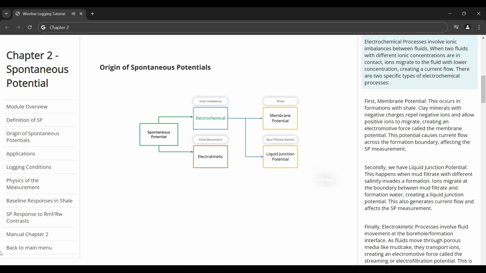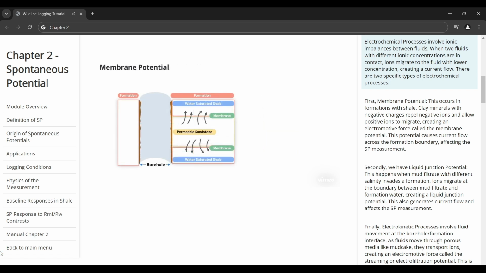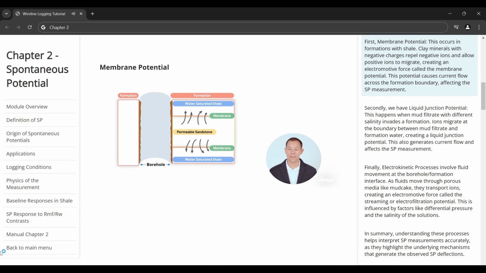Electrochemical processes involve ionic imbalances between fluids. When two fluids with different ionic concentrations are in contact, ions migrate to the fluid with lower concentration, creating a current flow. There are two specific types of electrochemical processes. First, membrane potential. This occurs in formations with shale. Clay minerals with negative charges repel negative ions and allow positive ions to migrate, creating an electromotive force called the membrane potential. This potential causes current flow across the formation boundary, affecting the SP measure.